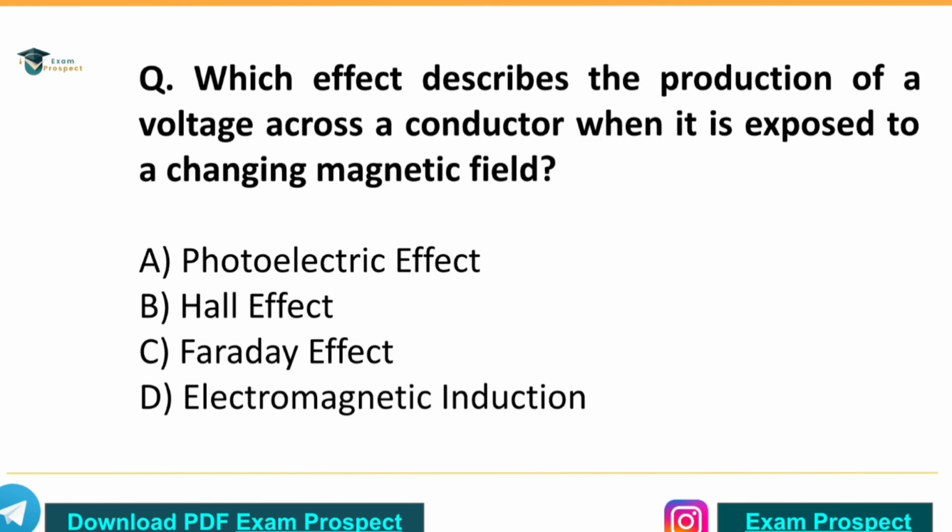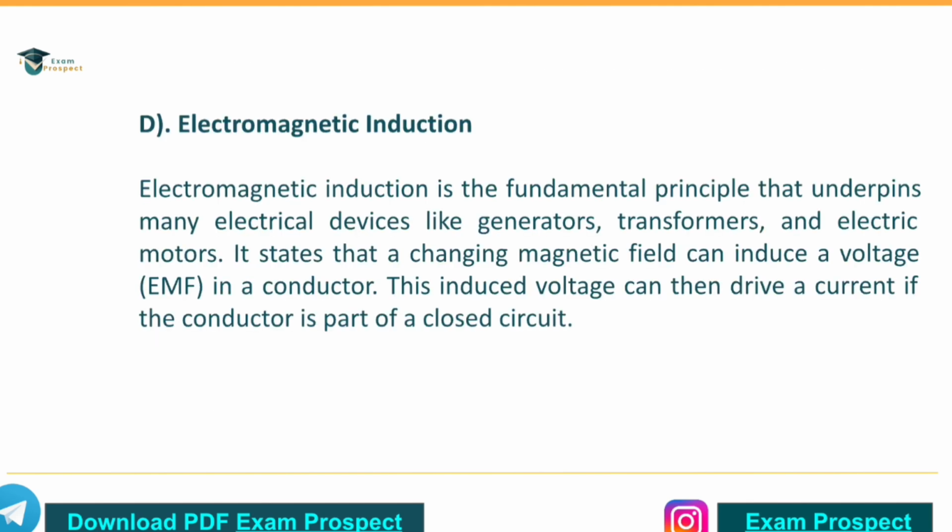Next question, which effect describes the production of a voltage across a conductor when it is exposed to a changing magnetic field? The correct answer is option D, electromagnetic induction. Here, electromagnetic induction is the fundamental principle that underpins many electrical devices like generators, transformers, and electric motors. It states that a changing magnetic field can induce a voltage in a conductor, and this induced voltage can then drive a current if the conductor is part of a closed circuit.